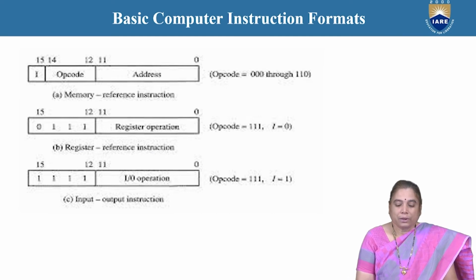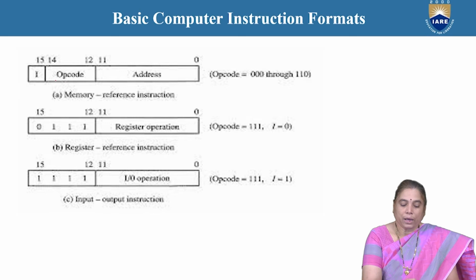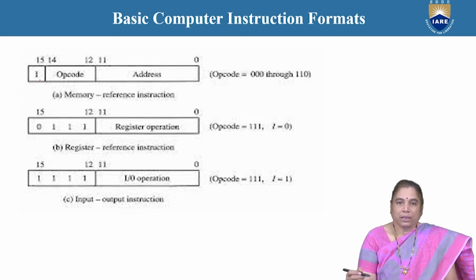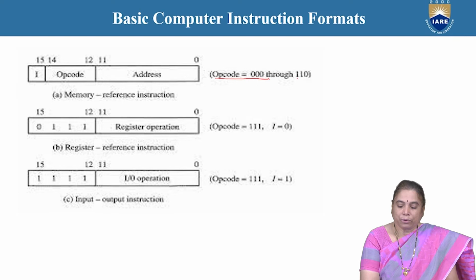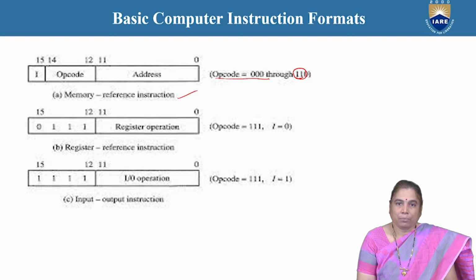So here, based on the opcode, the types of the instructions can be easily identified. The basic computer instruction formats depend upon the opcode and the I value. If the opcode value is 000 through 110, then these instructions come under the category of memory reference instructions, so the operand can be available in the memory locations.